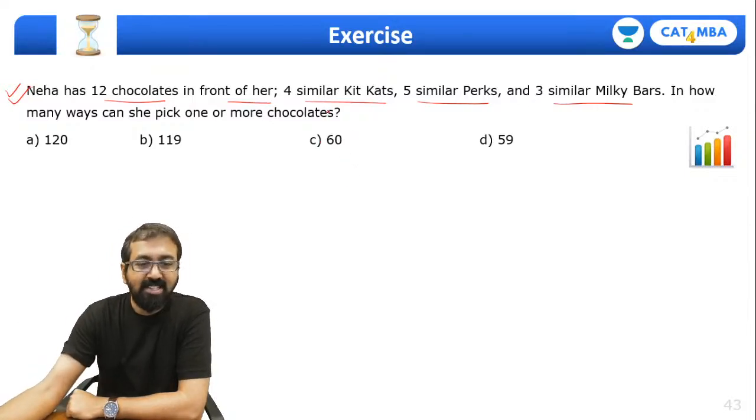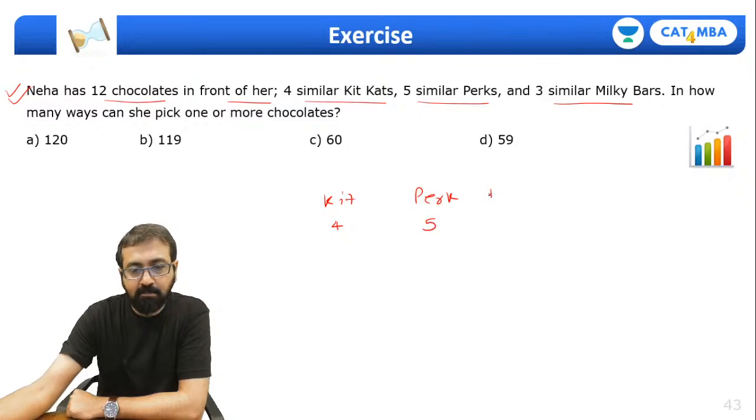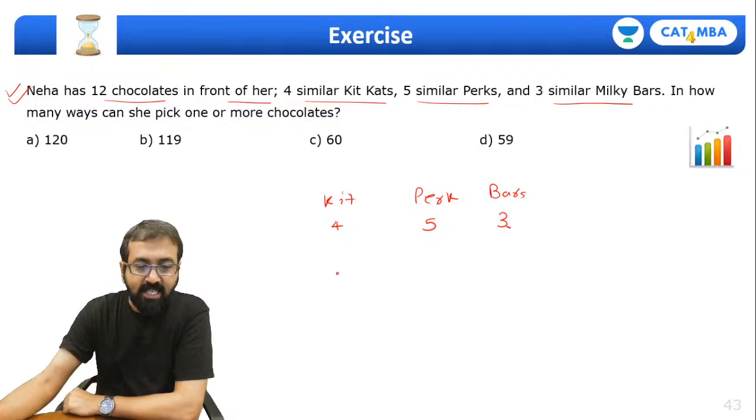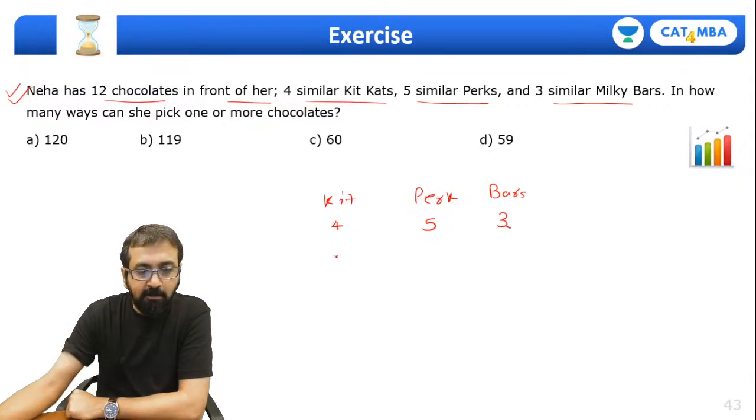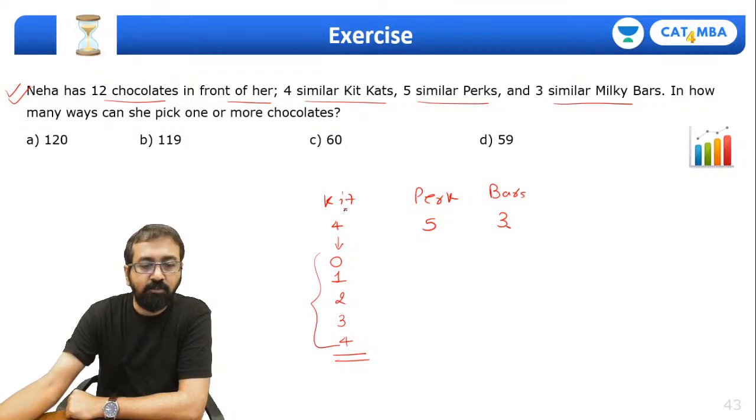Okay. Guys, this is a tricky question. Now let's understand this thing. She has 4 Kit Kats, then 5 Perks, and then Milky Bars, how many? 3. Right? So guys, can I say she will either pick 0 Kit Kat, or she'll pick 1 Kit Kat, or 2 Kit Kats, or 3 Kit Kats or 4 Kit Kats? So what are the total number of ways in which she can pick Kit Kat? It will be 0, 1, 2, 3, 4. Can I say 5 ways?